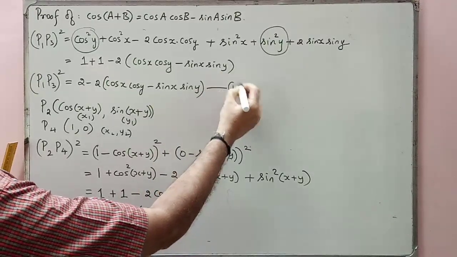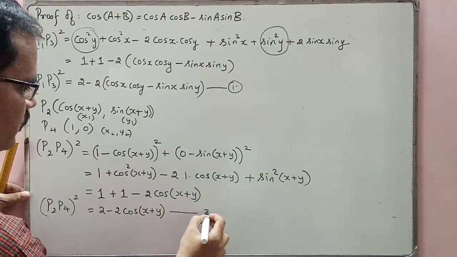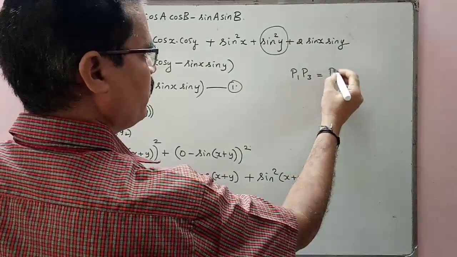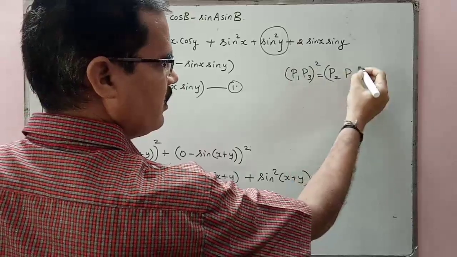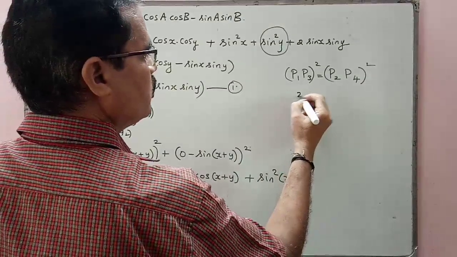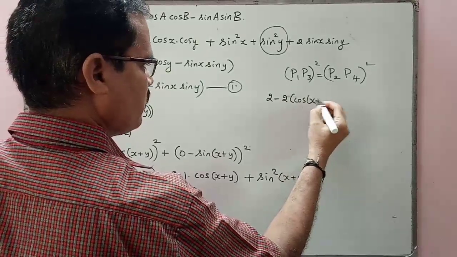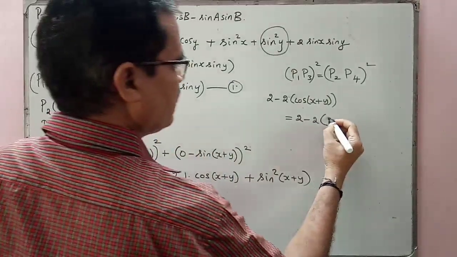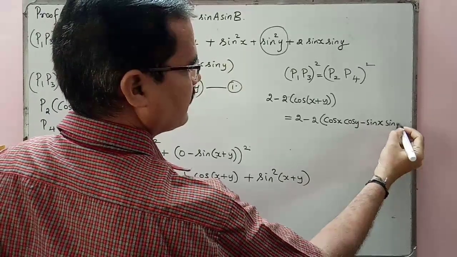So this is equation number 1. This is P2P4 the whole square. This is your equation number 2. We have proved that P1P3 is equal to P2P4, by the congruent triangle proof. Obviously P1P3 square and P2P4 square will also be equal, so this is equal to this one. I am going to write this equation: 2 minus 2 cos of x plus y equals 2 minus 2 times, I am writing this part, cos x cos y minus sin x sin y.